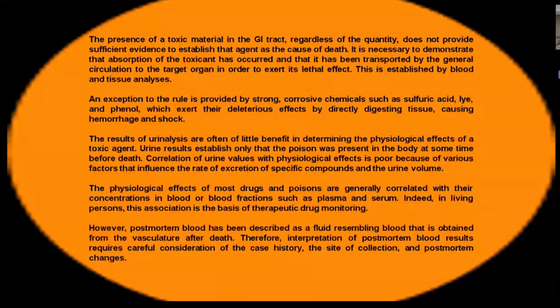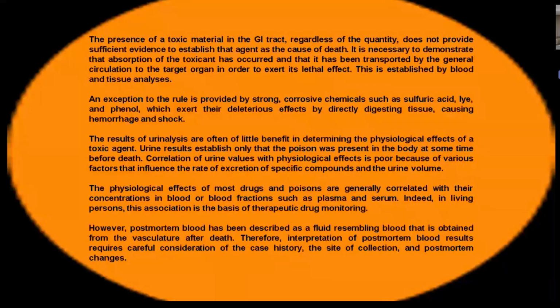In the GIT, or gastrointestinal tract, if there is presence of a toxic material, regardless of the quantity, we should be able to know which agent caused the death. We should be able to demonstrate the absorption of the toxicant: that absorption has occurred, and it has gone to the general blood circulation and the target organ where it has exerted its lethal effect. By blood and tissue analysis, we are able to know this.